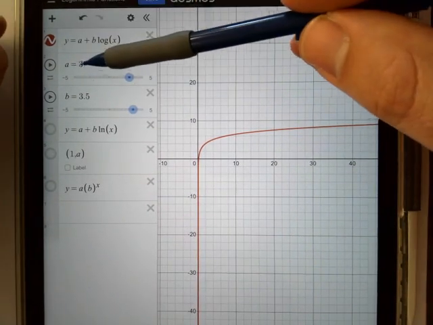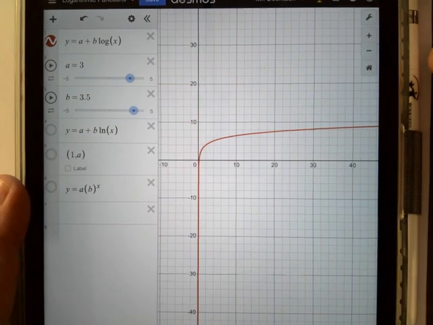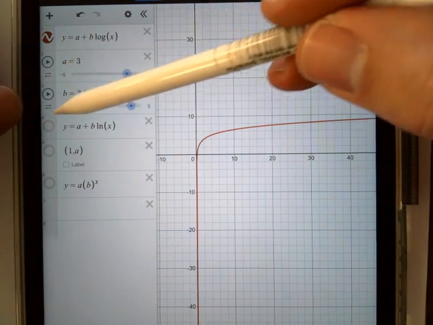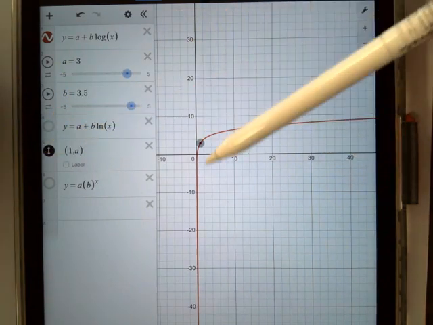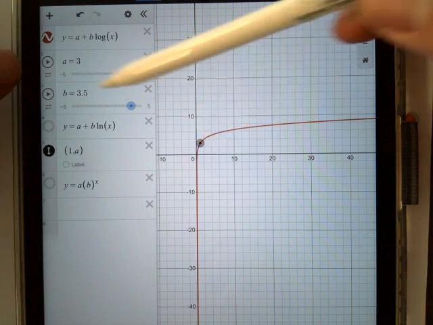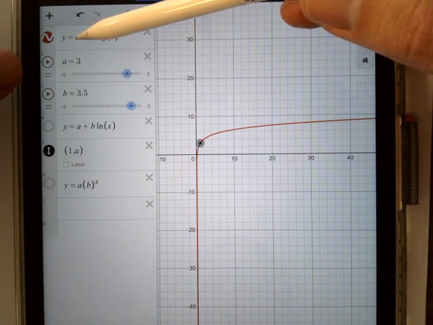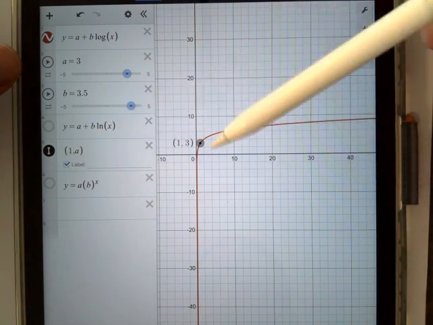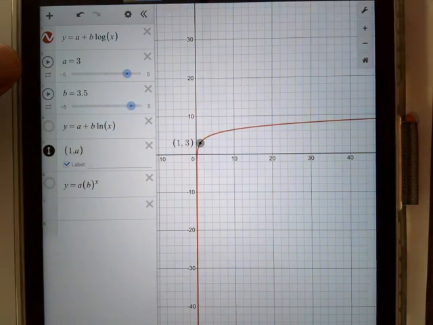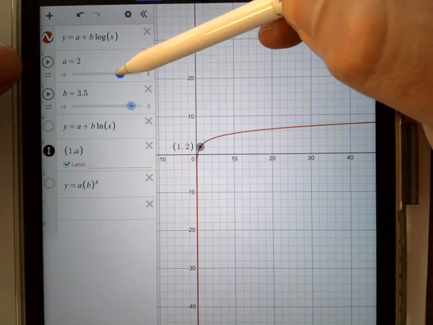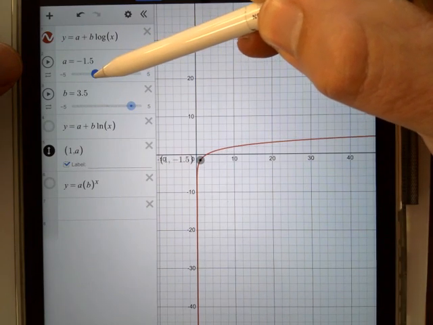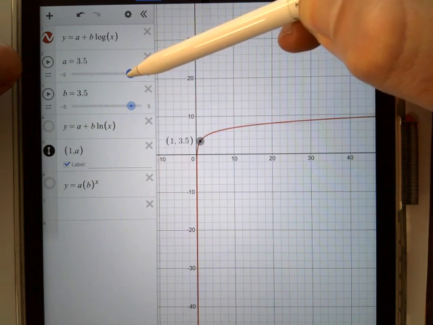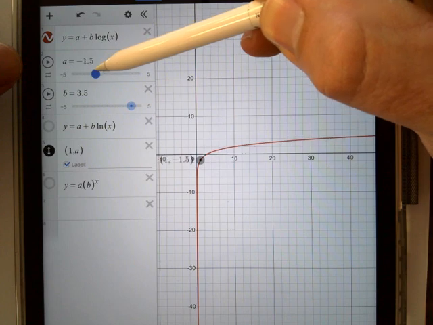So here, watch this, this is a logarithmic graph. I'm going to label it 1, A. So this point right here, what is A at this moment? A is equal to 3. See that? If I were to highlight that, it's (1, 3). So whatever I make A to be, that's what is going to be on your graph.